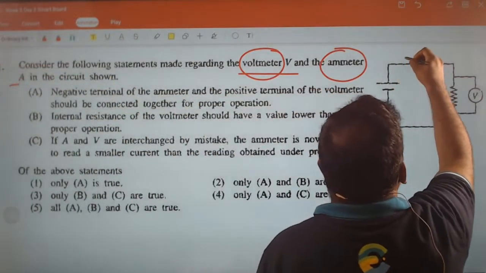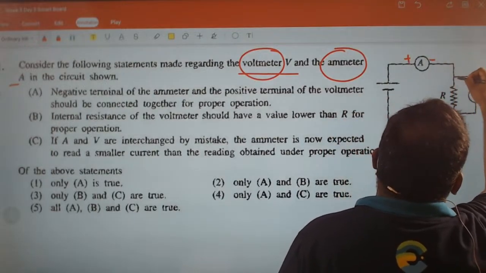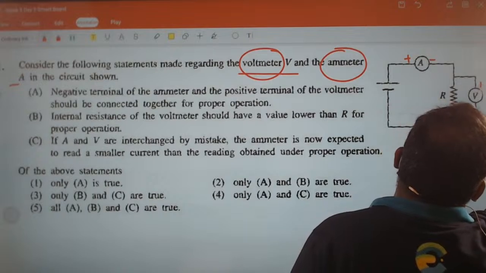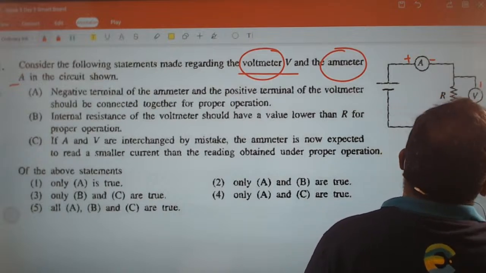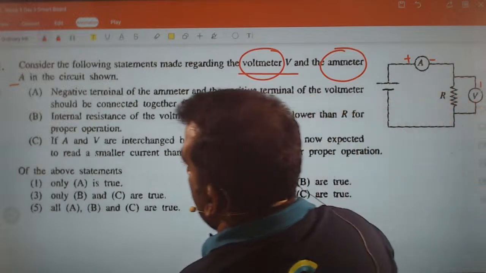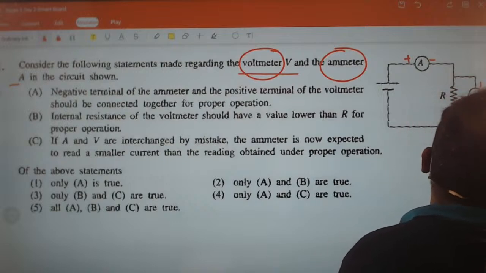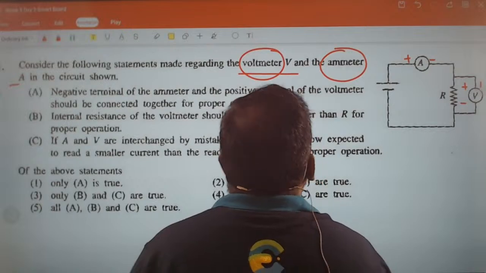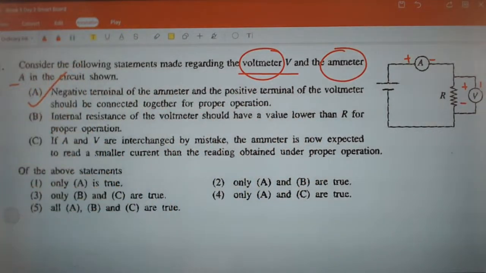So here positive, negative terminal, here positive, negative. Positive, negative. So I think here positive, here negative, right? So I think the connection is correct, no? Connection is correct. Yeah, connection there is correct. Statement A is correct.